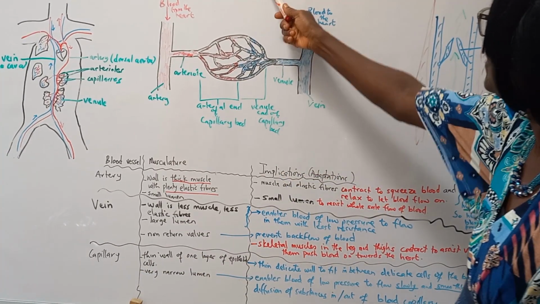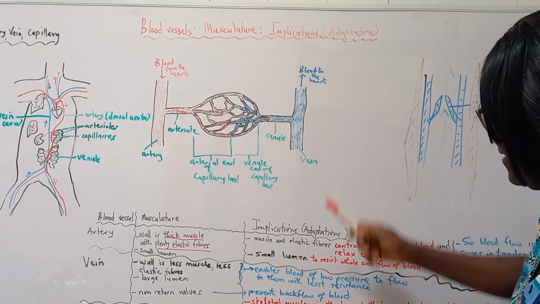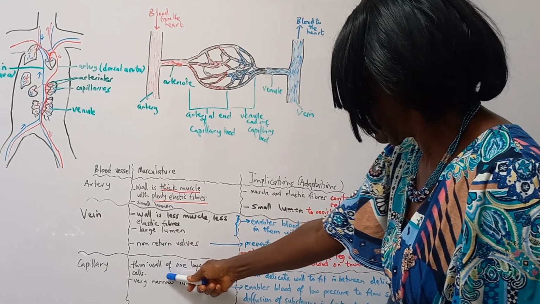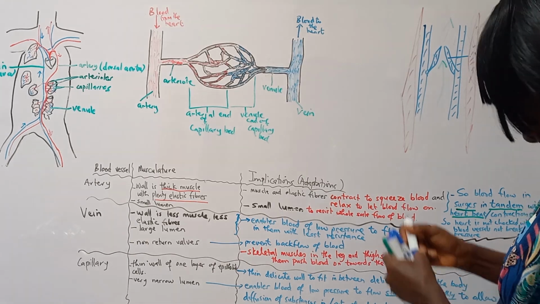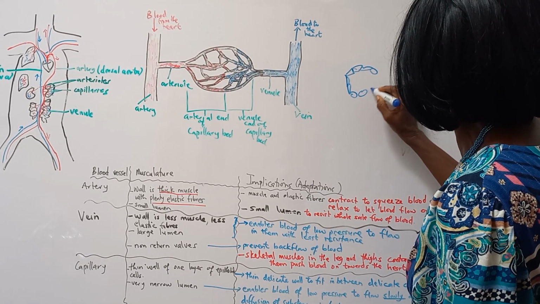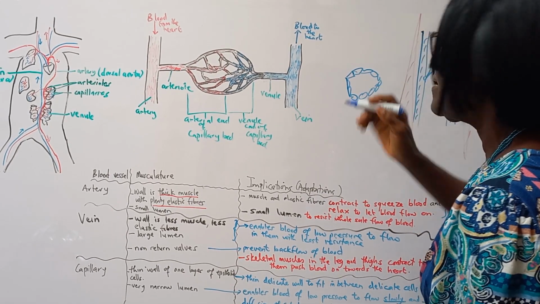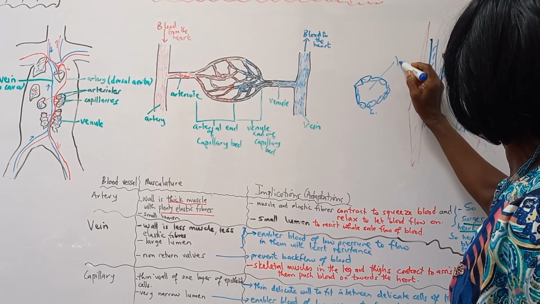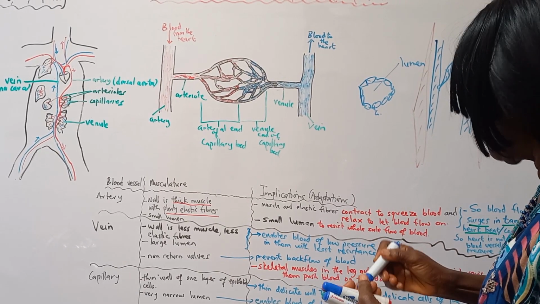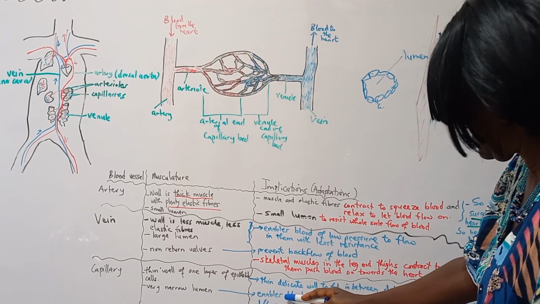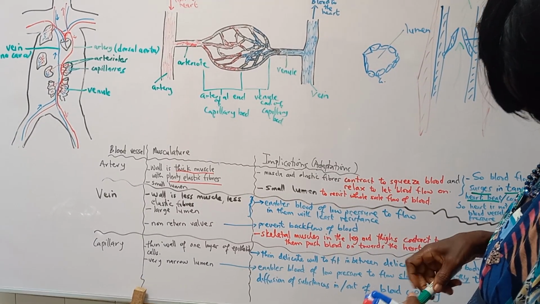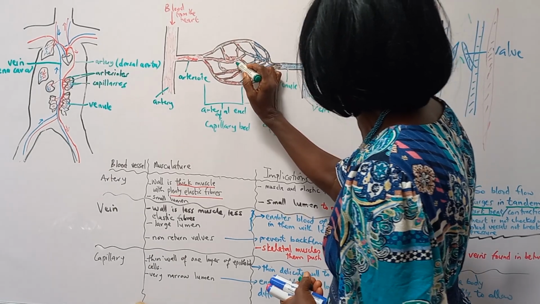Now, let's come to capillaries. What are their musculature and adaptations? The capillaries are thin, only one epithelial cell thick, so only one layer of epithelial cells. This is a capillary, these are epithelial cells, and it has a tiny lumen. The whole capillary is delicate and small.